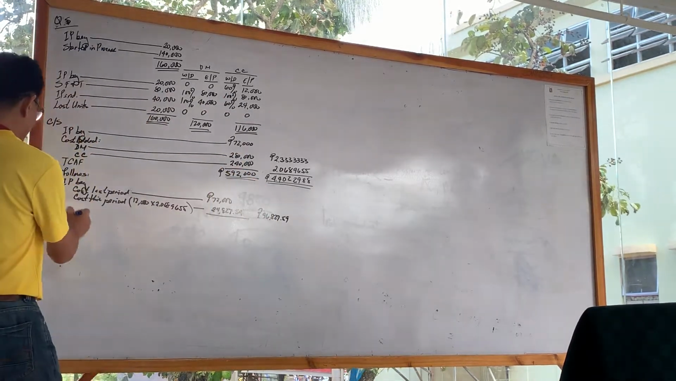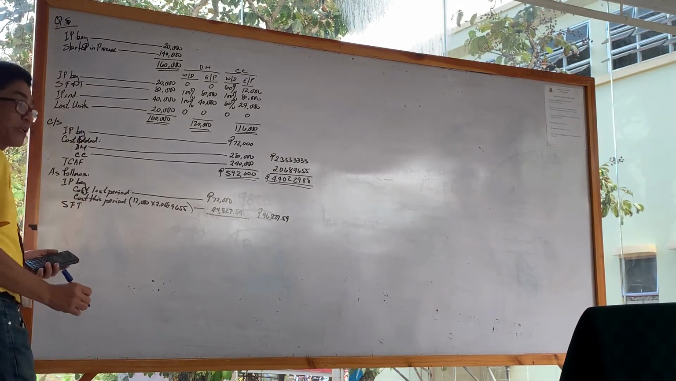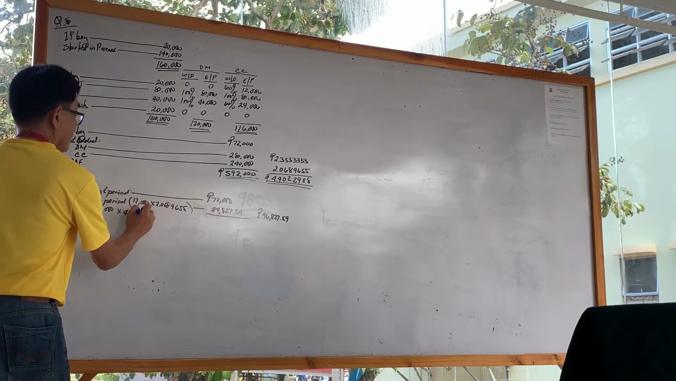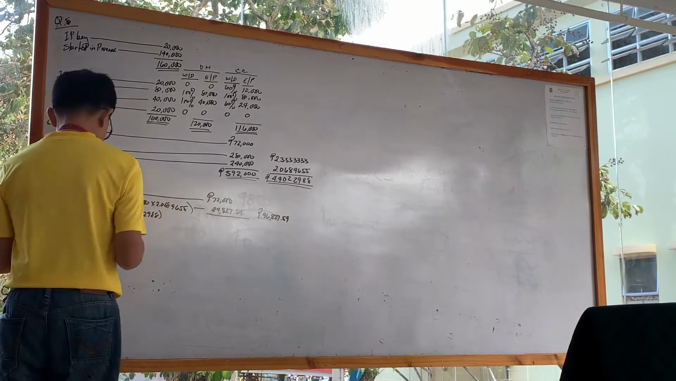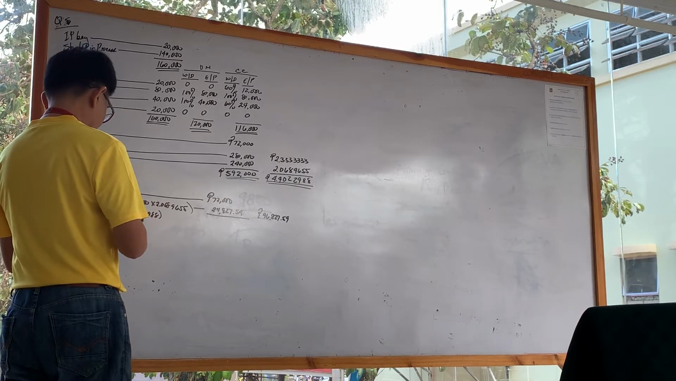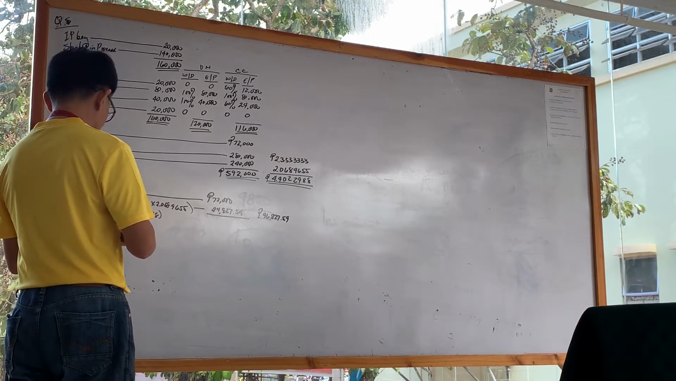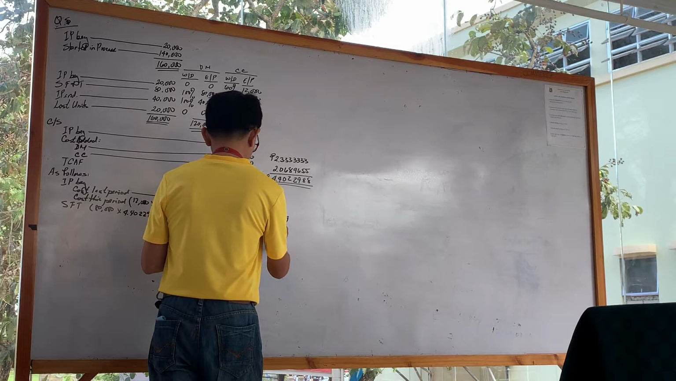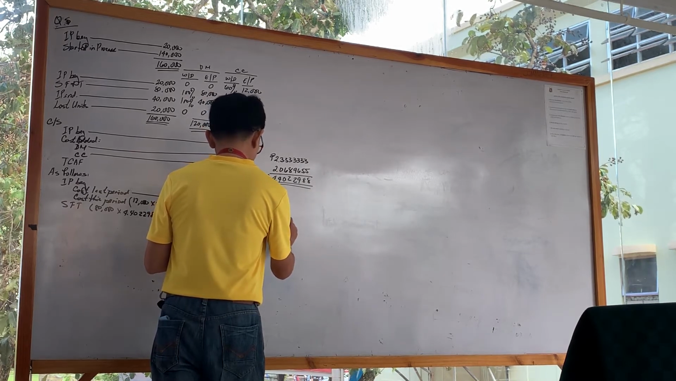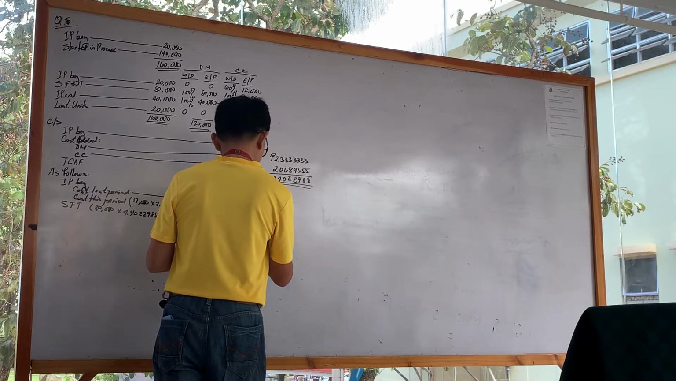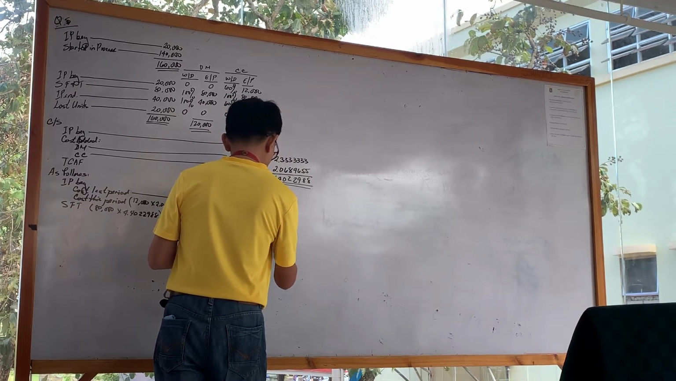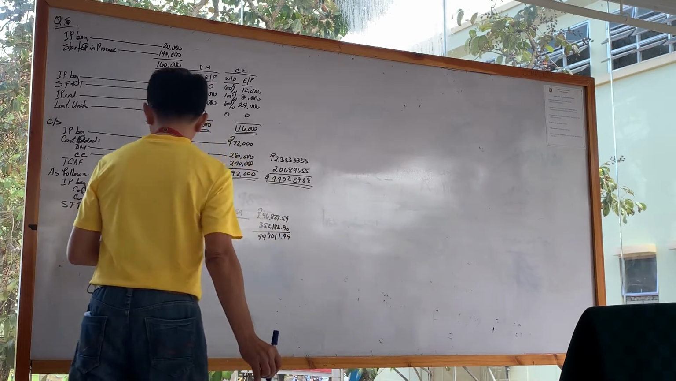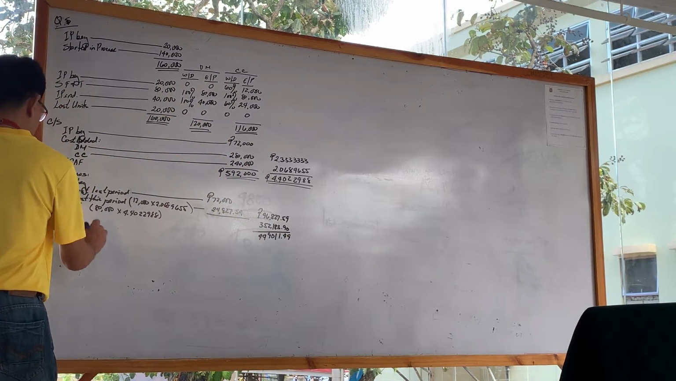Okay? Next, started, finished, and transferred. 80,000 units times 4.4022988 will give you 352,183.90. Total 449,011.49. This is your COGM.